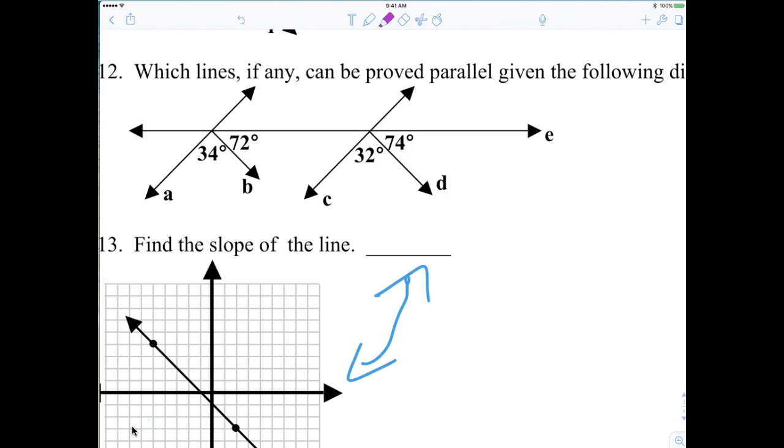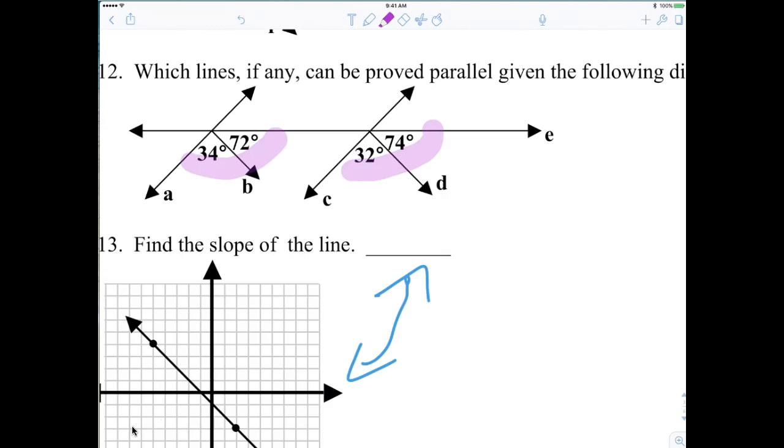Okay, so this is actually a good problem. I get all the angles and stuff. I just don't get how to do it, because their corresponding angles are congruent. This angle right here is equal to this angle right here. A and C. That's the only thing I can say is parallel. B and D are not, because of 72 and 74.